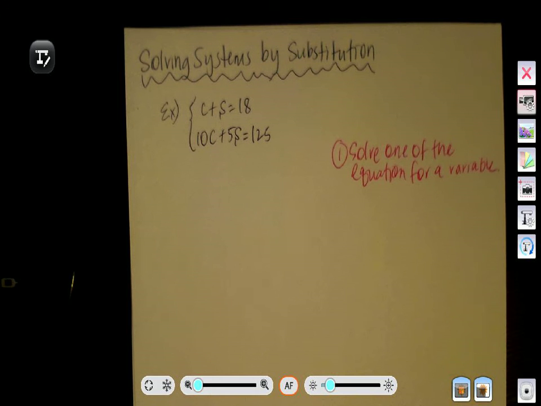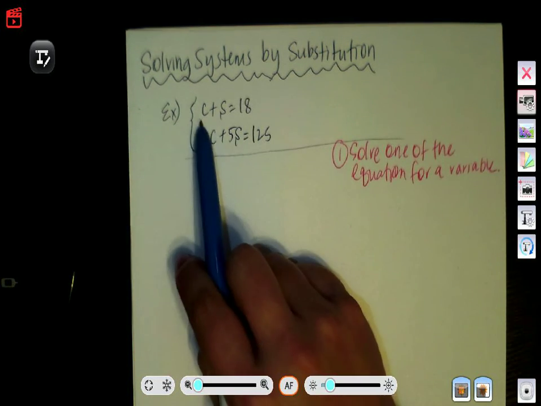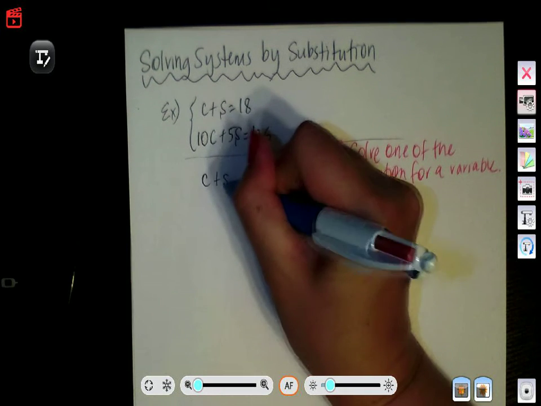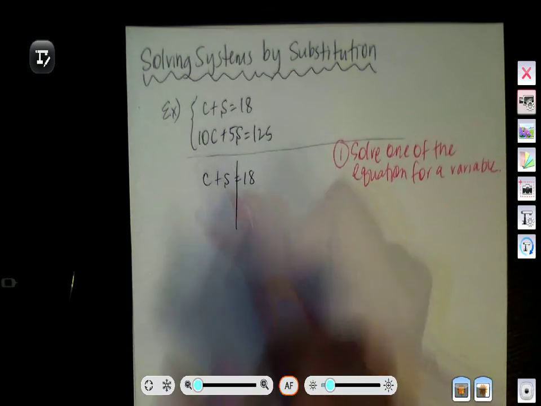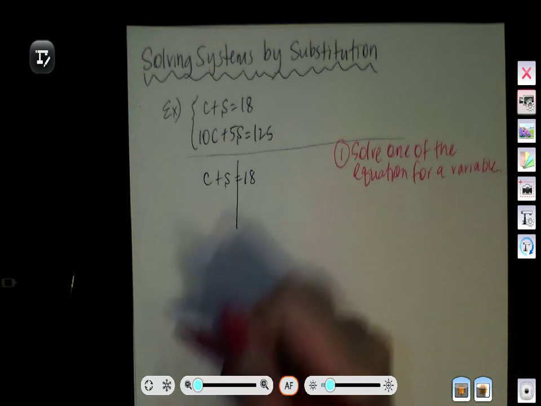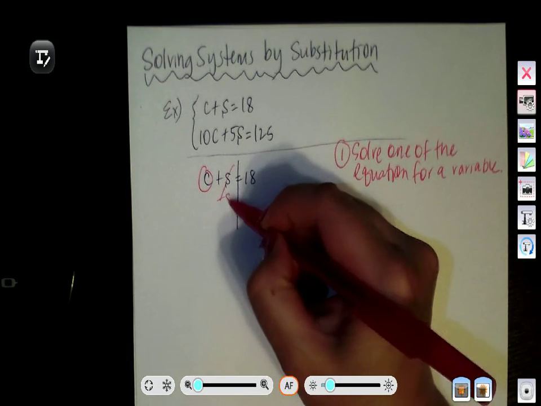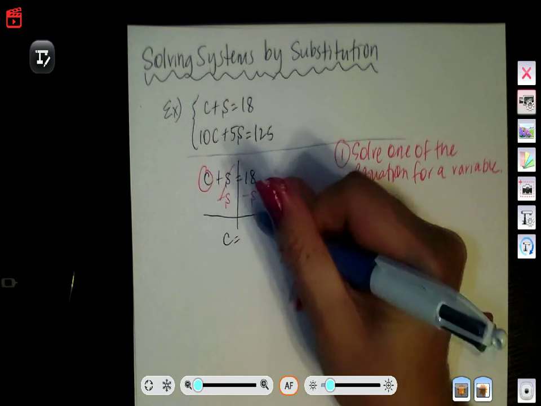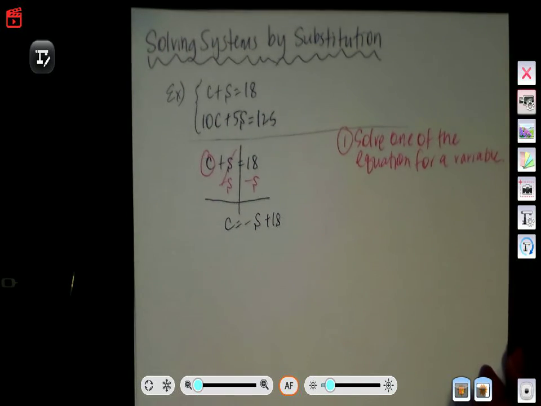Now, when I say a variable, it doesn't even matter which variable it is. In this case, for step 1, since c or s doesn't have a coefficient, let's say that I'm going to take that equation, c plus s is equal to 18. Solving for a variable means I want to make it look like c is equal to or s is equal to. I'm going to make it look like c is equal to. If I want that isolated, you're going to subtract s from both sides of the equation. Since they're not like terms with each other, c is equal to negative s plus 18.